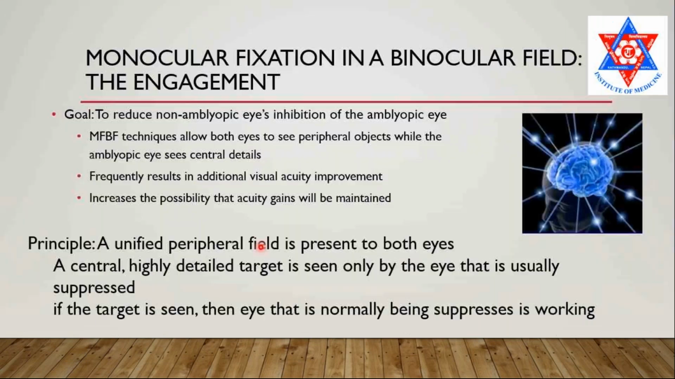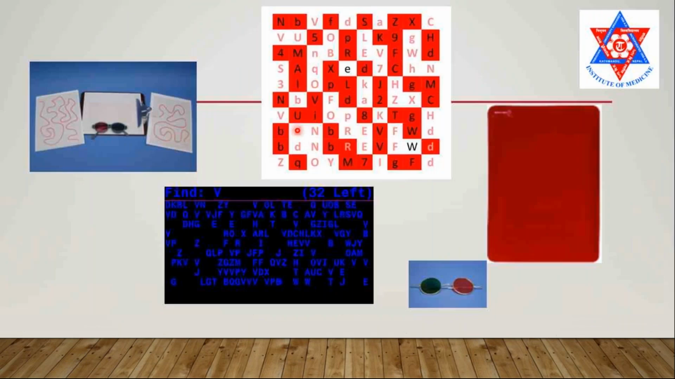So basically, in these MFVF procedures, the goal is to reduce the non-amblyopic eye's inhibition of the amblyopic eye, so that the brain can receive the stimulus from both the eyes. Actually, in these MFVF procedures, there are few softwares that are available, especially in Nepal: the anaglyphic based softwares and the vectographic or Polaroid based softwares.